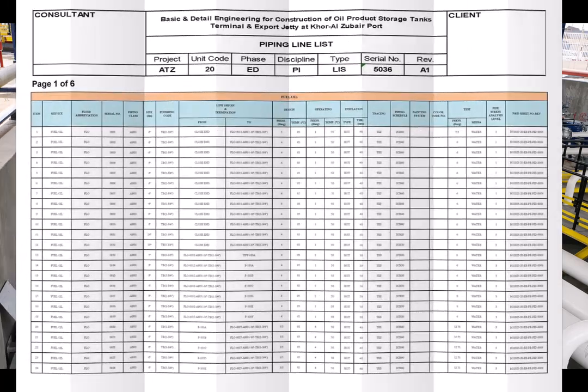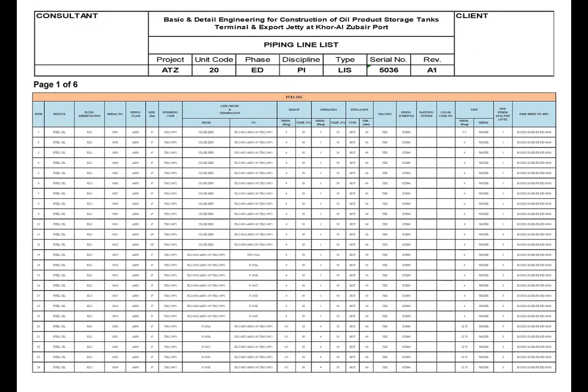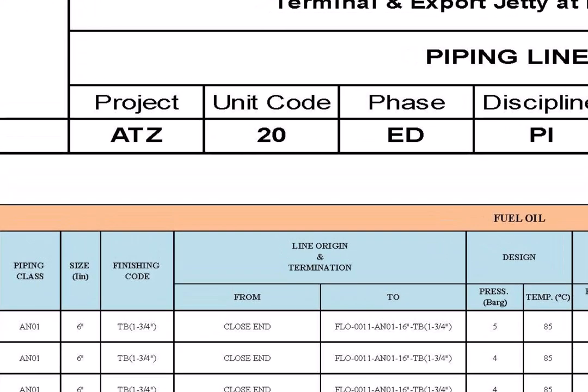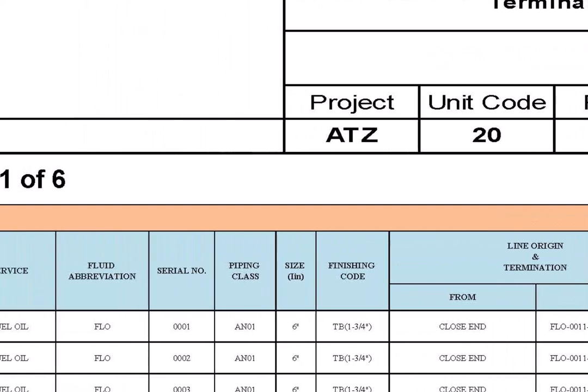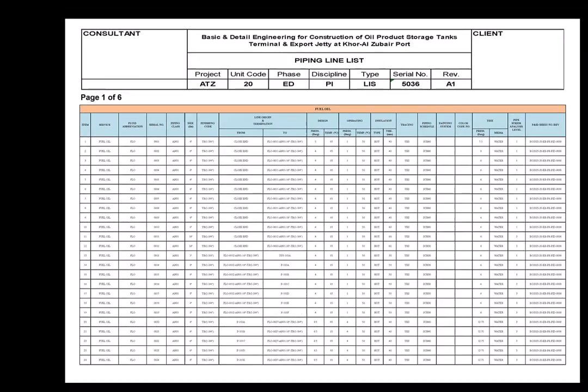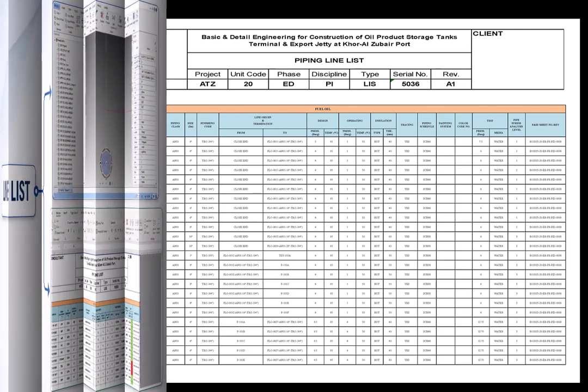A line list is essentially a report that shows where a pipeline starts and where it ends. In the report, these locations are typically identified by the from and to columns. Other line list information, such as the fluid abbreviation, serial number, piping class, size, and finishing code, can be extracted directly from the line number itself. Therefore, there is usually no need to report additional parameters such as pspec, hbor, and similar attributes.